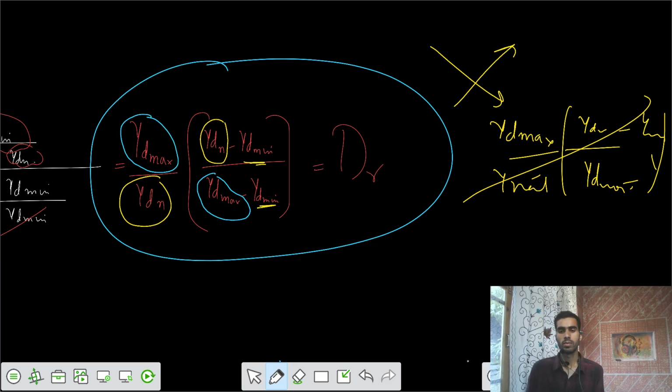Relative density. Okay, let's take a problem for that. Let's go for the first one.